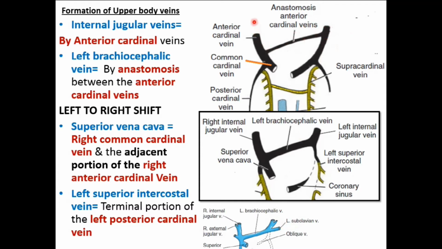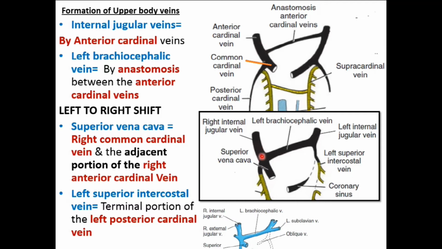But that is understood that when we are talking about the larger veins, smaller ones are joining them. So the upper part of the anterior cardinal veins on both sides will form the internal jugular vein. Now, the anastomosing channel, which is connecting the two anterior cardinal veins, will form the left brachiocephalic vein.